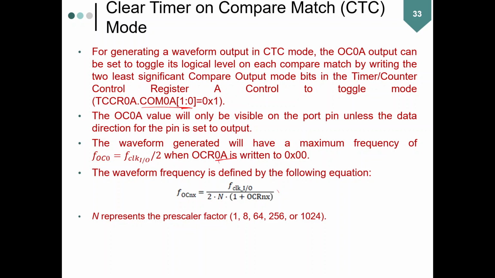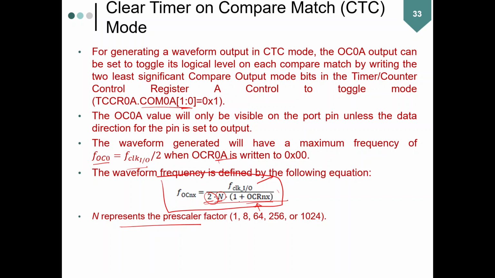Now the waveform generated will have a maximum frequency of f oscillator 0, which is equal to the input output clock divided by 2, and the waveform frequency is generally defined like this. So n represents the prescaler factor. If it is being run by the internal clock, then it is the input clock divided by 2 multiplied by n times (1 plus OCRnx), so output compare register value plus 1 times the prescaler factor and 2. This is in the denominator.